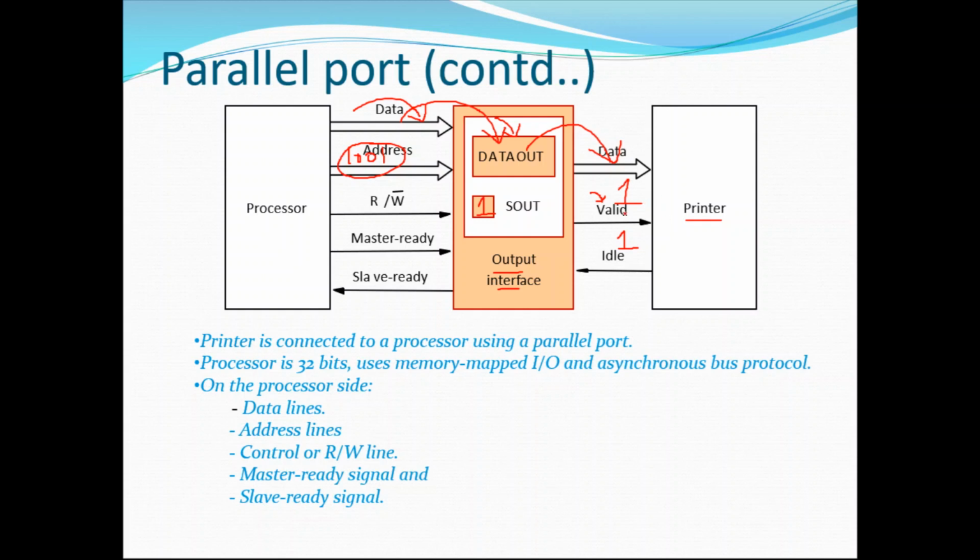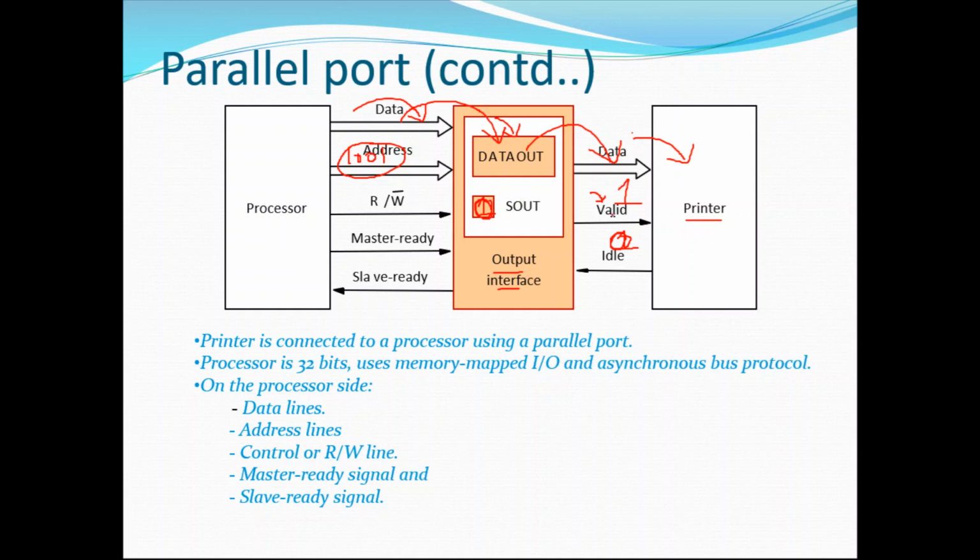When the printer senses that the valid signal is 1, it will understand that there is some data available on the data bus. It will start taking this data from the data lines and start printing. While it is printing, it will make idle 0, which means the printer is busy. It is not ready to take any data. So S out will again be set to 0, which means the printer is busy, and the processor will not send anything now.